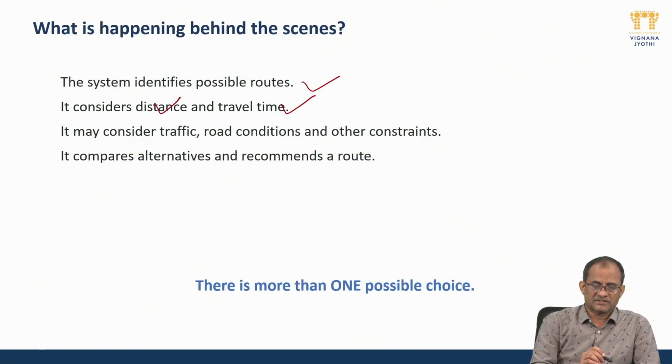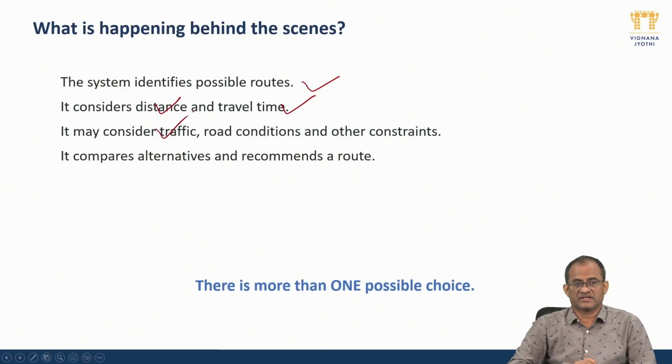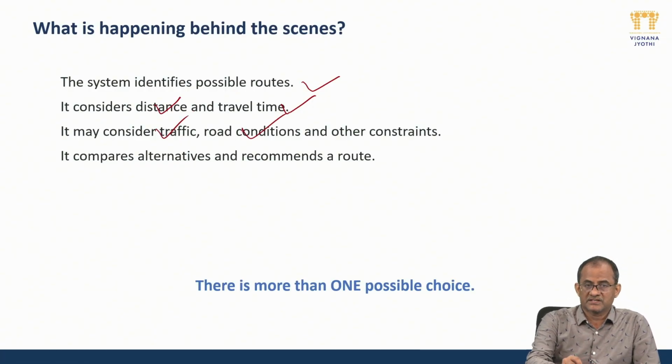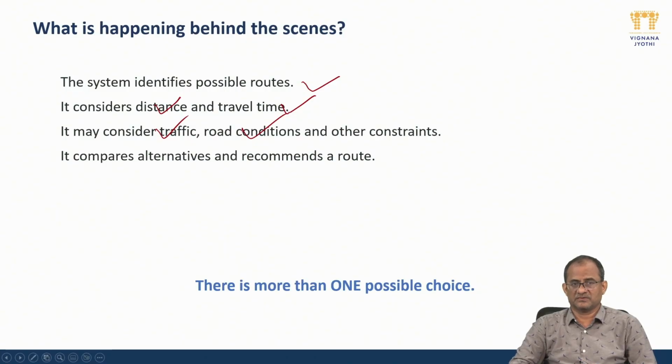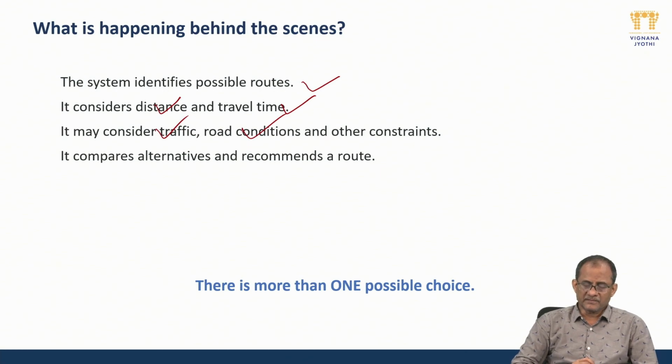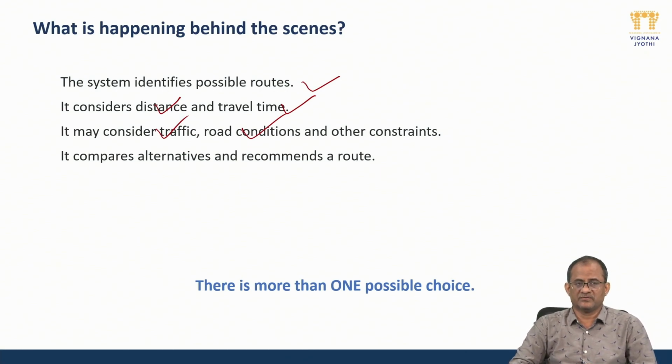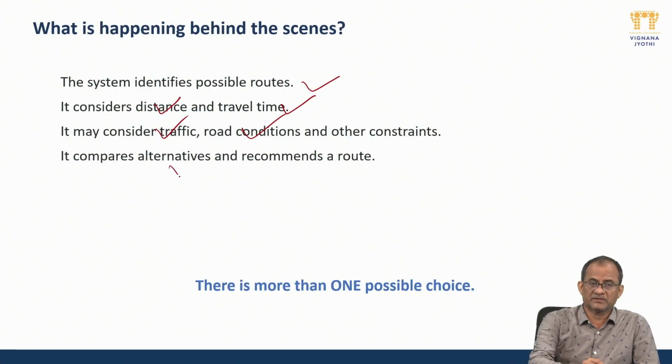Then in the third one, suppose I am choosing one path or the other, I have to check the traffic, whether there is more traffic, what the road conditions are, whether I can go smoothly or not, or if any constraints may be there. We have to take care of all those things. And whenever there are multiple options, suppose we are getting two best solutions, we have to find the best alternative out of these.